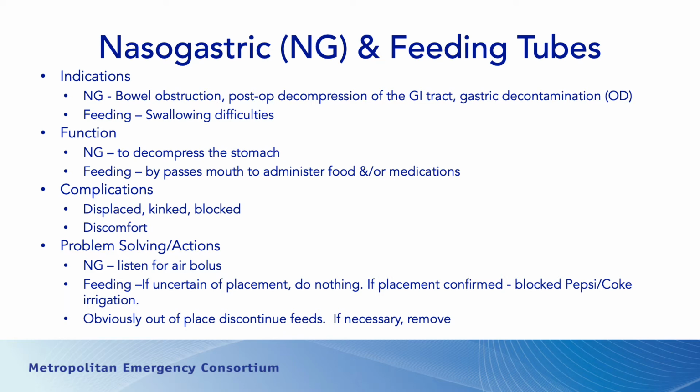The feeding tubes, the smaller tubes, we use because the patient has swallowing difficulties. Maybe they have anorexia, they don't want to eat. Maybe they cannot swallow well because of a head and neck tumor, or because of an esophagus problem, or because they've had a stroke. So these devices function either to decompress the stomach or to administer food, medications, and hydration.